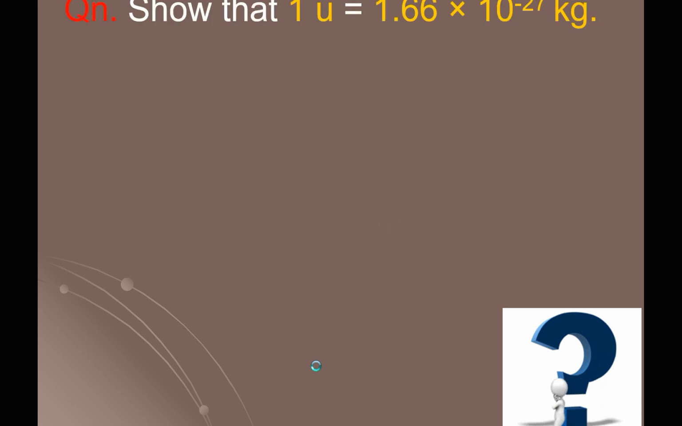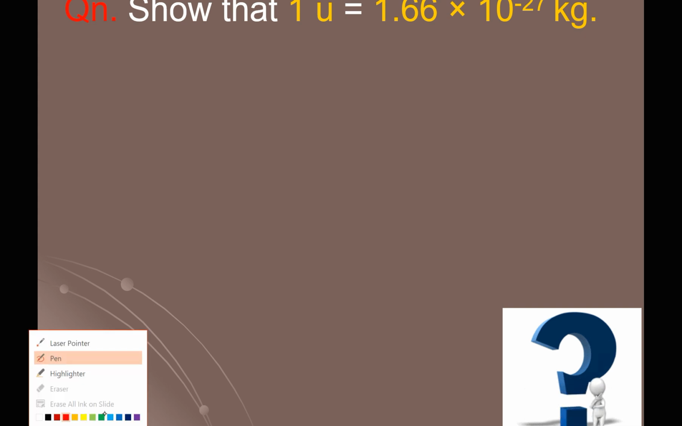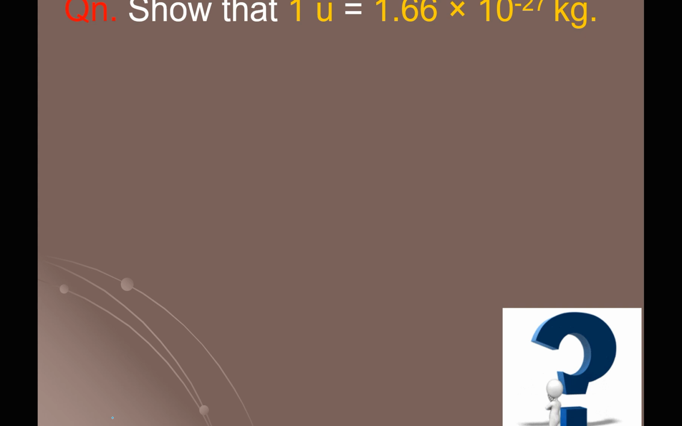So let's try to show that 1U equals 1.66 times 10 to the power of minus 27 kilograms. That's what we want to show now. I'll pick my pen and change the color to blue. So how is 1U equal to 1.66 times 10 to the power of minus 27 kilograms? That constant is always given in the list of constants.